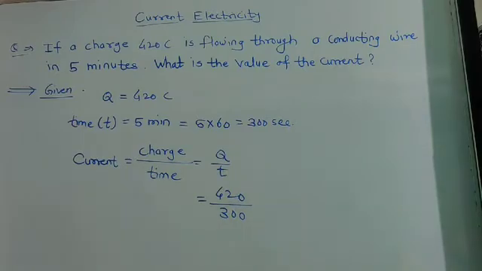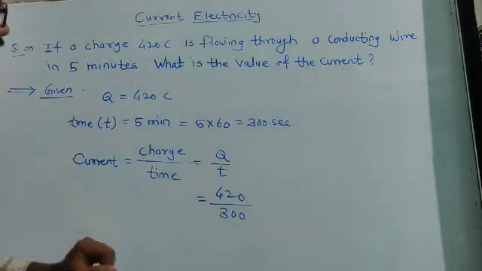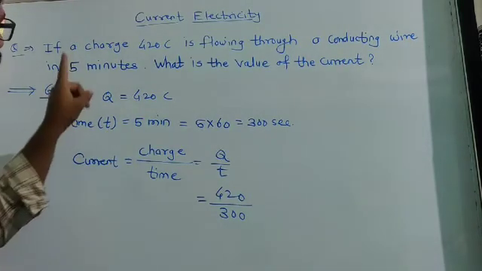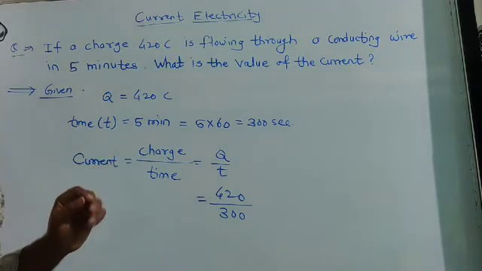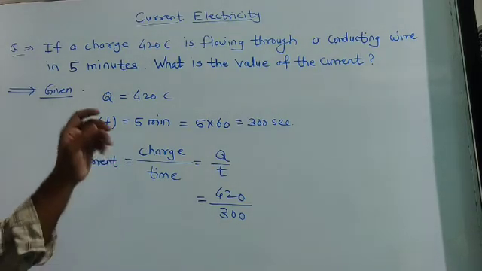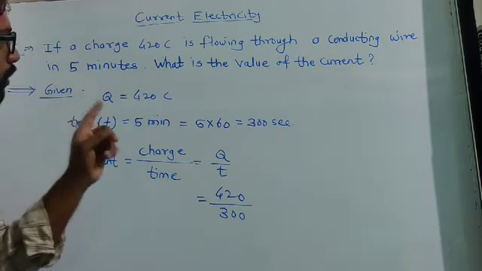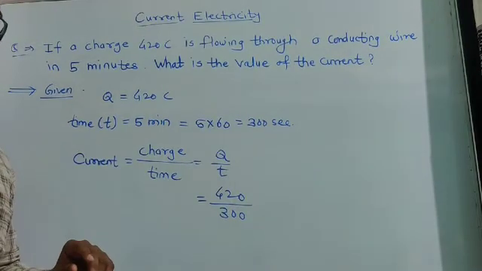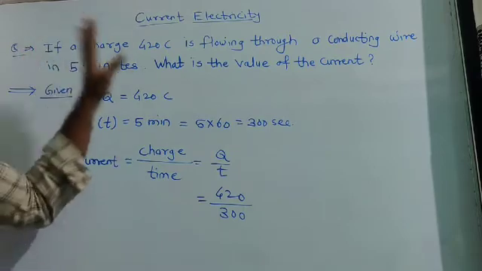Now the next unsolved problem we have to see is: if a charge of 420 coulomb is flowing through a conducting wire in 5 minutes, what is the value of current? That is what we have to find out from this problem.